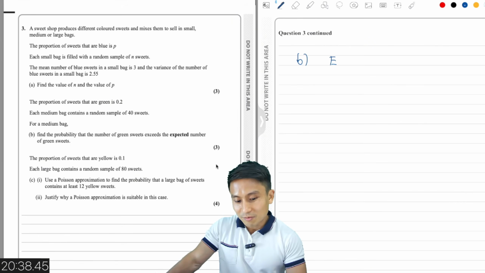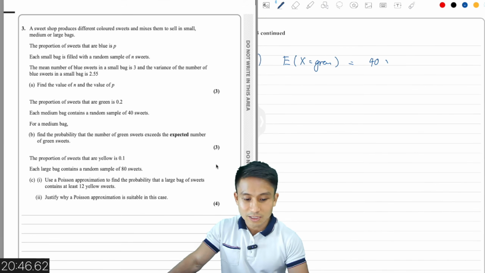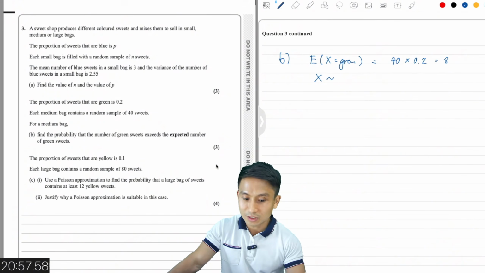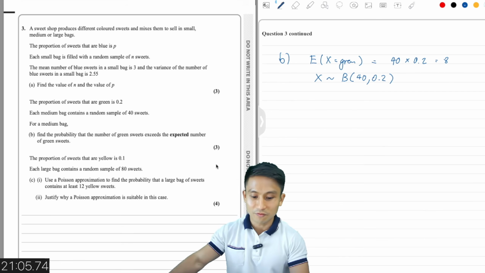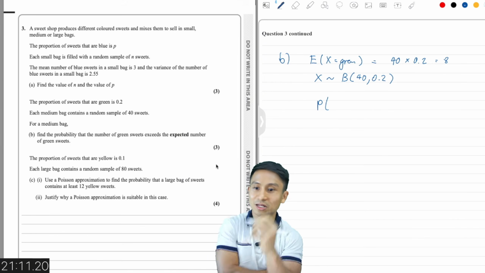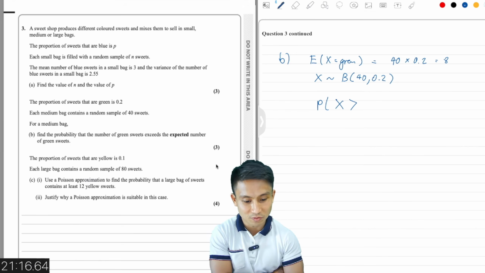Okay, the expected number of green sweets is going to be 40 times the probability of selecting a green sweet, which is 0.2. So that is 8. So if we do X, and this would be again binomial, n is 40, p is 0.2. So we want the probability that the number of green sweets exceeds the mean, greater, not equal. So X greater than the expected number of green sweets, which is 8.